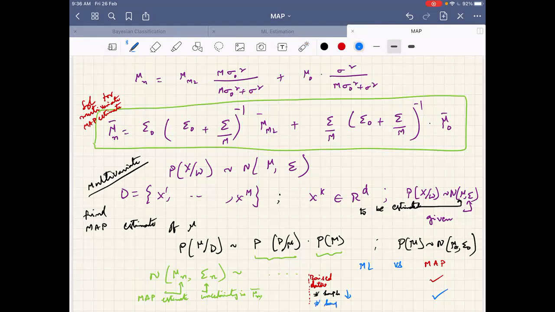And when probably you may prefer the ML estimate, you may not want to go for the MAP estimate at all. What is the other case where you want to go for the ML estimate?